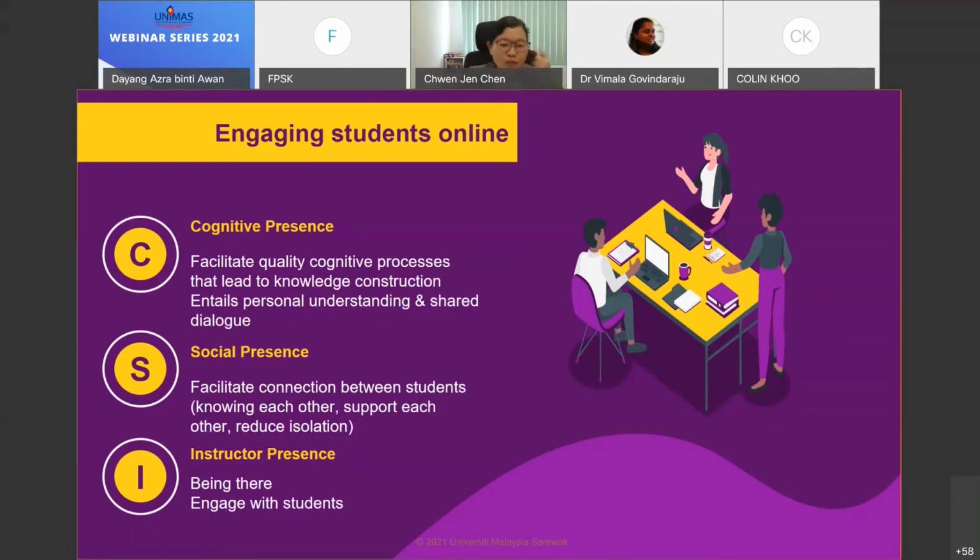And also, for instructor presence, we have to be there, okay? Although we are not physically there, we have to be virtually available. So what can we do to allow the students to see that, hey, we are actually there? We are actually virtually available for them. And how can we engage with our students to show that we are present?